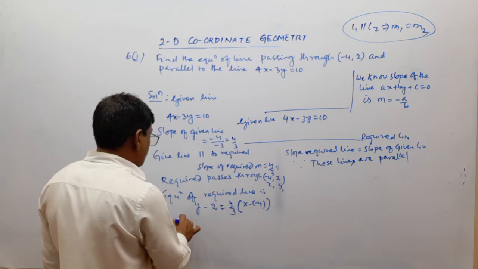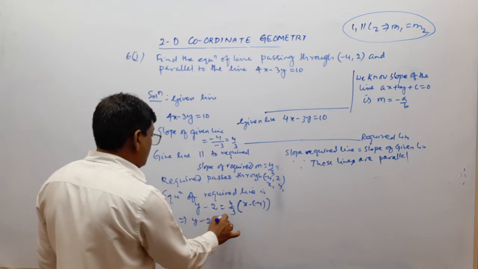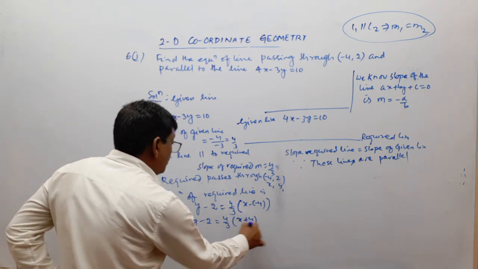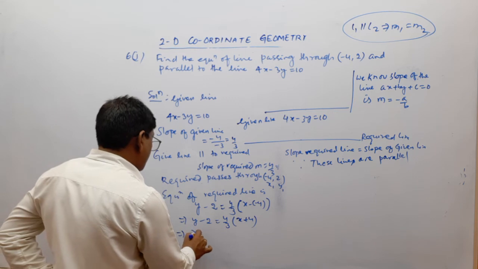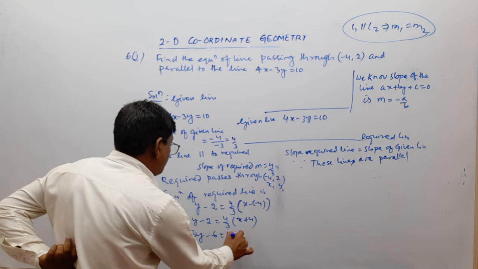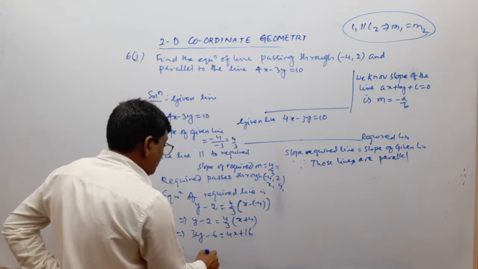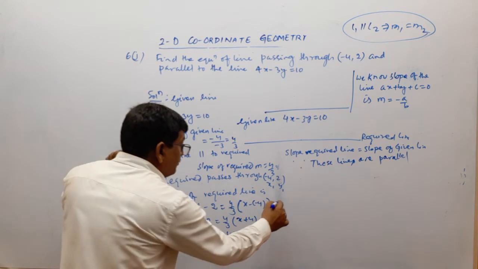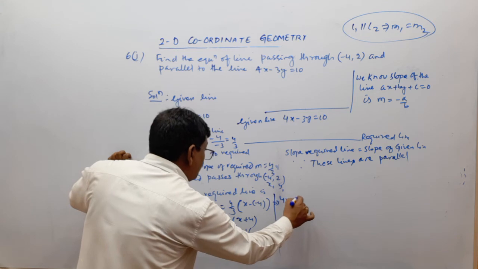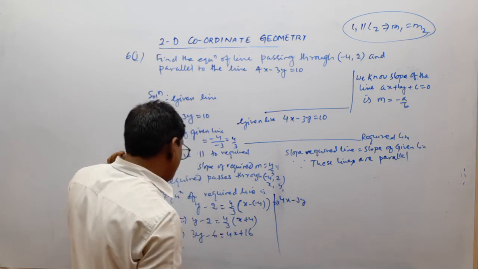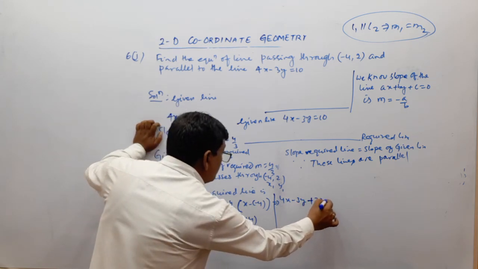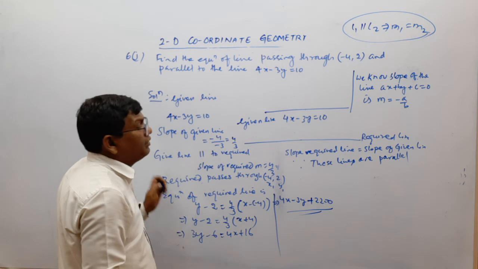So y minus 2 is equal to 4 by 3 into x plus 4. Simplify this: 3y minus 6 is equal to 4x plus 16. That implies 4x minus 3y plus 22 is equal to 0. This is the equation of the required line.